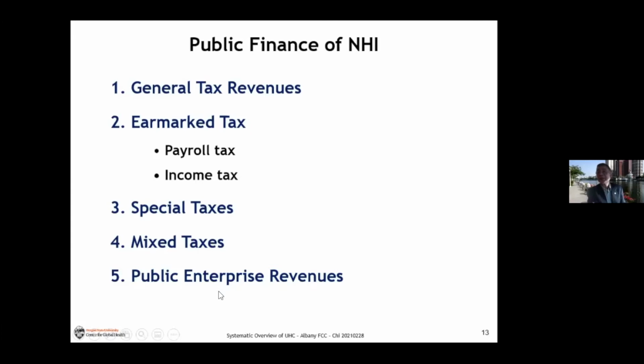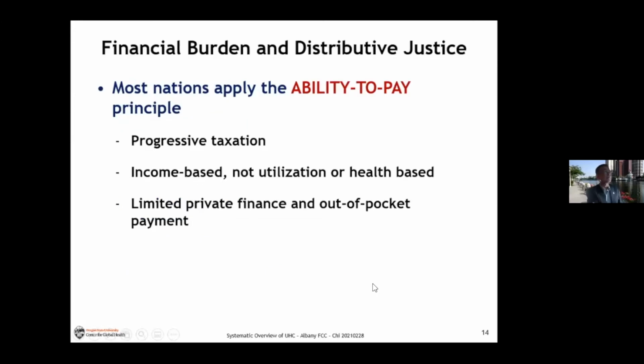This applies to only a few countries where they have big public enterprise revenues, such as Norway and the oil producing countries, Venezuela and Saudi Arabia, Kuwait, etc. And their public enterprises generate lots of revenue that can help finance the universal health care. In terms of financial burden and distributive justice, even though distributive justice is a normative issue, most nations that implement universal health care tend to apply the so-called ability to pay principle. By ability to pay principle, it means a progressive taxation and income-based, not based on utilization or health status, meaning people who generate more income contribute more. They also tend to limit private finance and out-of-pocket payment.